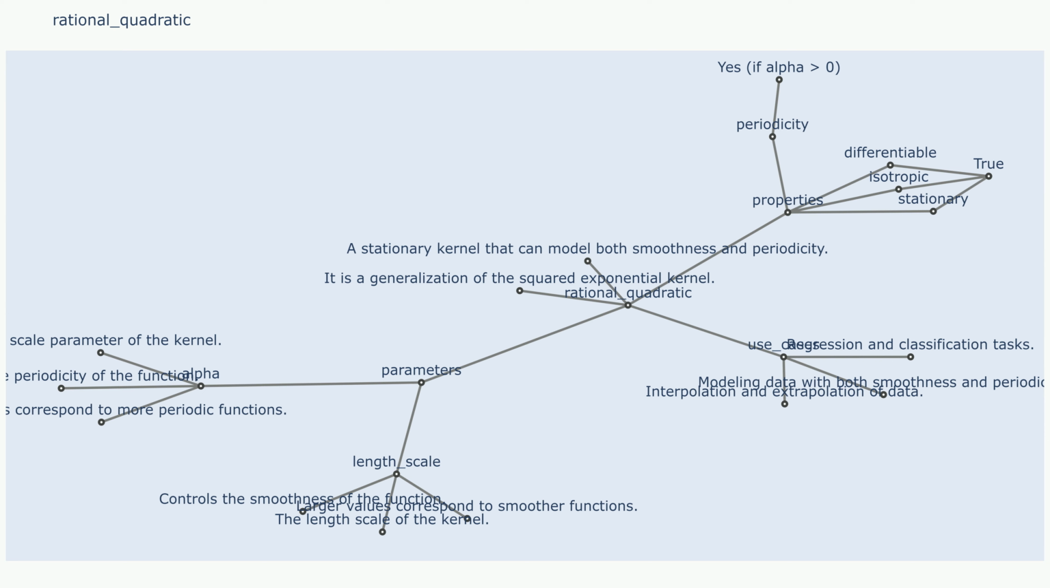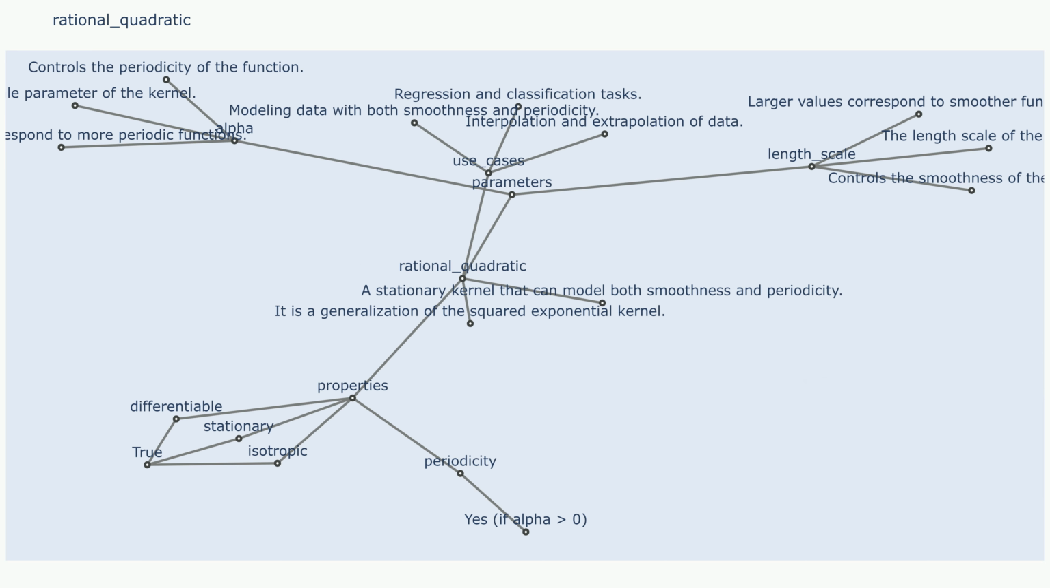YAML configuration. The rational quadratic kernel can be configured in a YAML file for ease of management and reproducibility. A typical YAML structure might look like this. YAML. kernel: type: rational quadratic, length_scale: 0.5, alpha: 1.5, length_scale_bounds: 1e-5, 10, alpha_bounds: 1e-5, 10. Explanation of YAML keys.